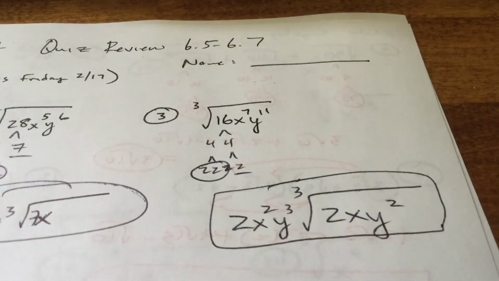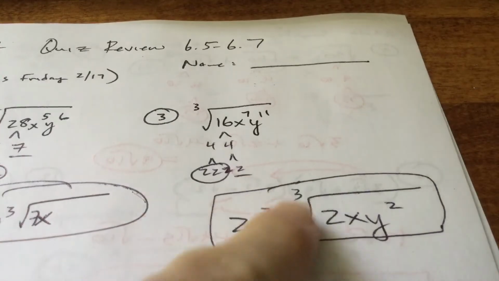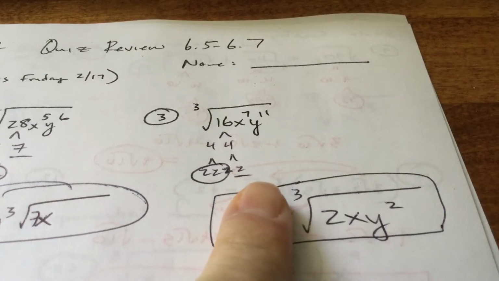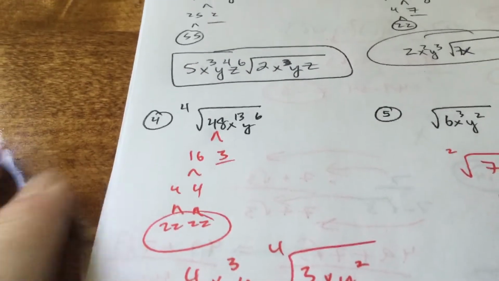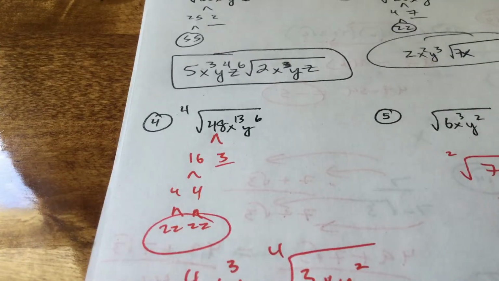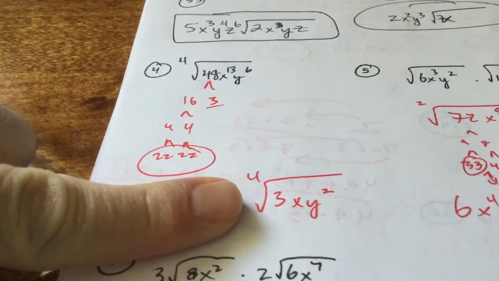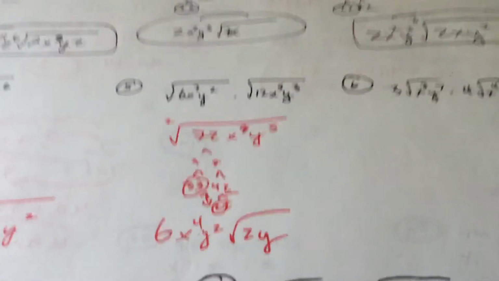Number 3, here you're looking for a triplet, which is the 2's, and you have an extra 2 on the inside. 3 goes into 7 twice with 1 left over. 3 goes into 11 3 times with 2 left over. Remember, the leftover is not the square root, but the cubed root. Make sure you have that. Here's your answer for 4. You're looking for quadruplets. You have 4 2's and a 3. What's left over is not the square root, but the 4th root. That's the leftovers.